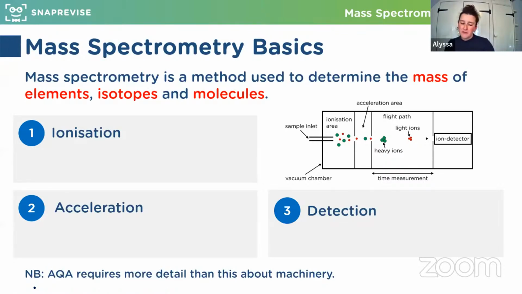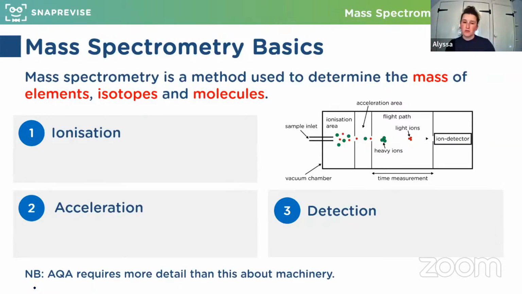Okay, so a little bit of mass spectrometry basics. Mass spectrometry is a method used to determine the mass of elements, isotopes, and molecules. So you can put almost anything into a mass spectrometer. Some molecules won't do so well because they'll be too big. But you can put most things in and we can use it to work out, for example, what a mixture is made of. Maybe you've made a new substance and you've got no idea what it is.